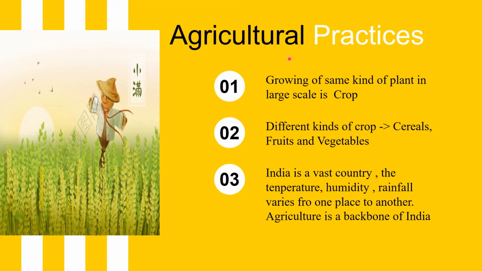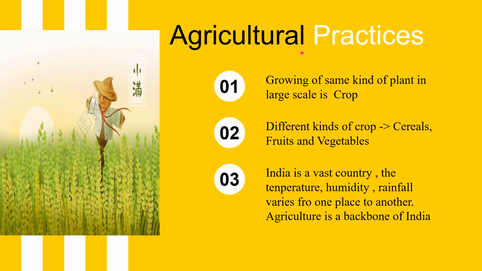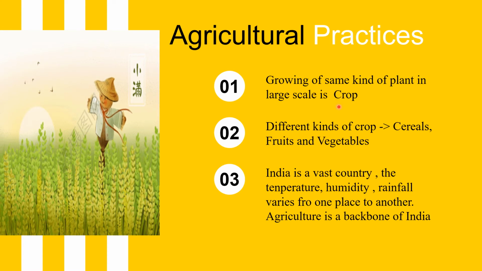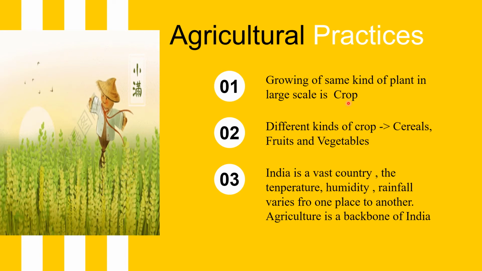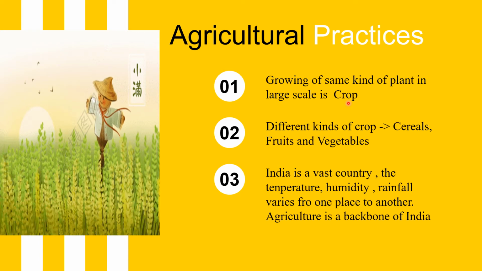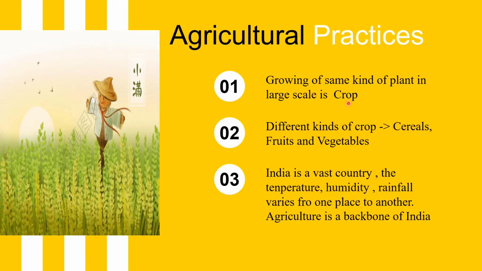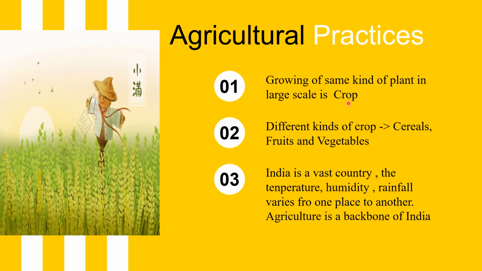So, what are the different agricultural practices? Okay, before knowing what the different agricultural practices are, we should know what a crop is. So, can you just tell me what is a crop? Of course, you all have guessed it right. When the same kind of plant is grown in the field on a large scale to obtain foods like cereals, wheat, rice, maize, pulses, vegetables and fruits, etc., it is called a crop. Please remember, when the same kind of plant is grown on a large scale, we call it a crop.